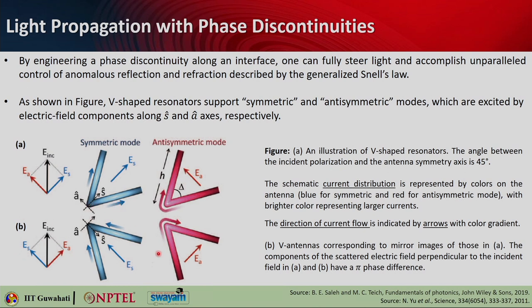Now, in this case, what happens? You can also take the mirror image of this particular antenna, and it has similar properties. You can get the components of the scattered electric fields, just that they will have a pi phase difference from this one. So, just by rotating the antenna, you can create a pi phase difference.